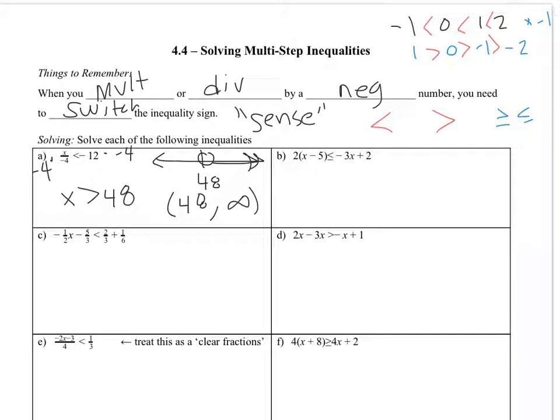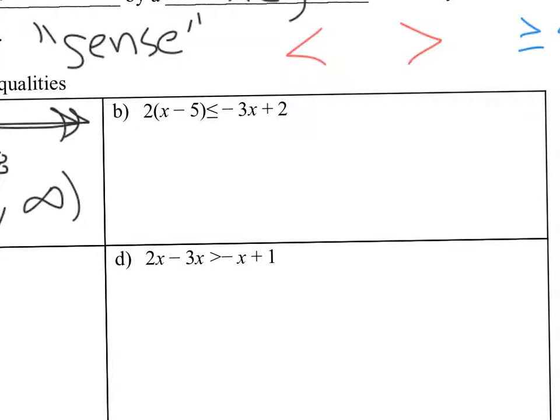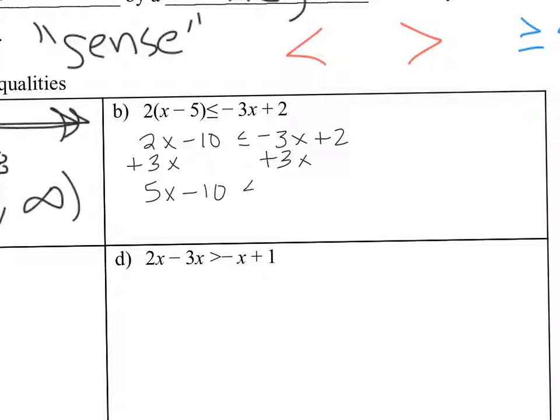Okay, letter B. What I'm going to do is the distributive property. So 2x minus 10 is less than or equal to -3x plus 2. Then I'm going to get my x's on the same side, so I'm going to add 3x. So 5x minus 10 is less than or equal to 2. Then I'm going to add 10. So 5x is less than or equal to 12. Then divide both sides by 5. x is less than or equal to 12/5.